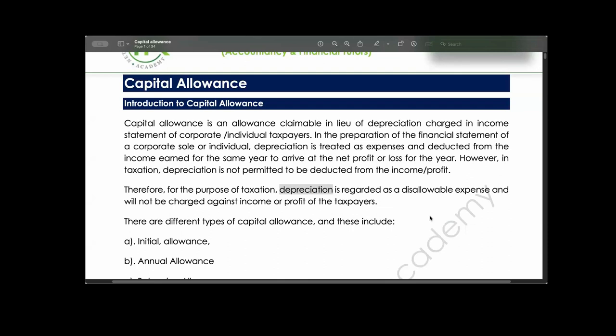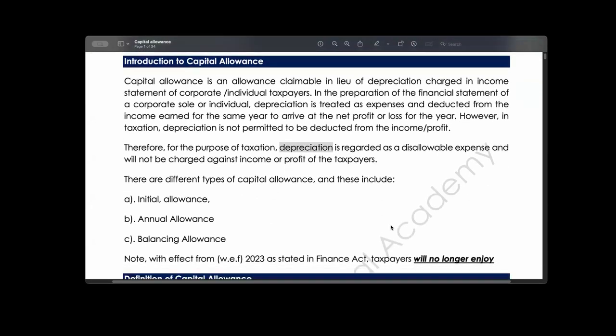Now, I said at the end of the day, these two taxpayers will be charging different amounts of depreciation. And tax law frowns at any form of disuniformity in tax. And therefore, the company will not be granted or allowed depreciation because of the lack of consistency that depreciation will bring into play.